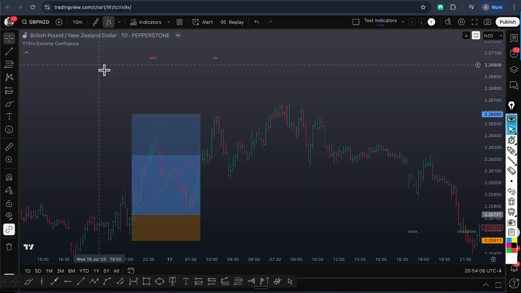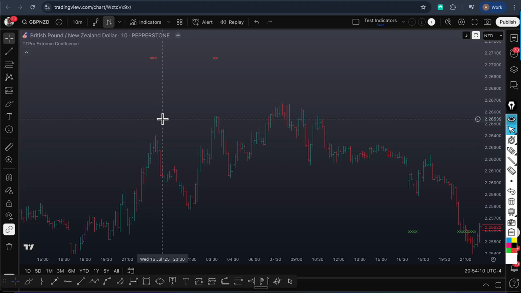Okay, so that's the extreme confluence indicator.